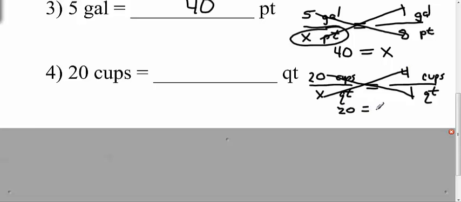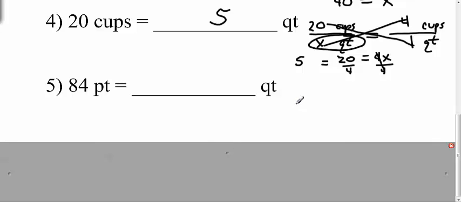20 is equal to 4x. Dividing both sides by 4 gives us x is equal to 5. And x is quarts, so we have 5 quarts. Pints and quarts.